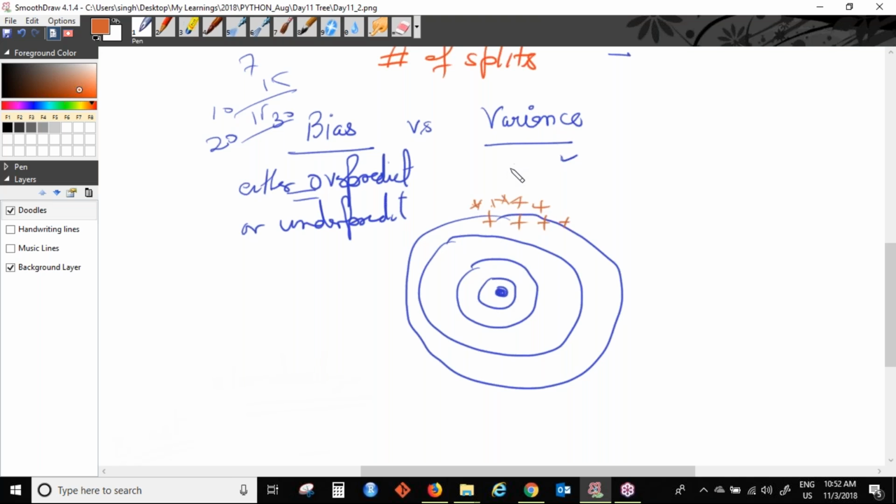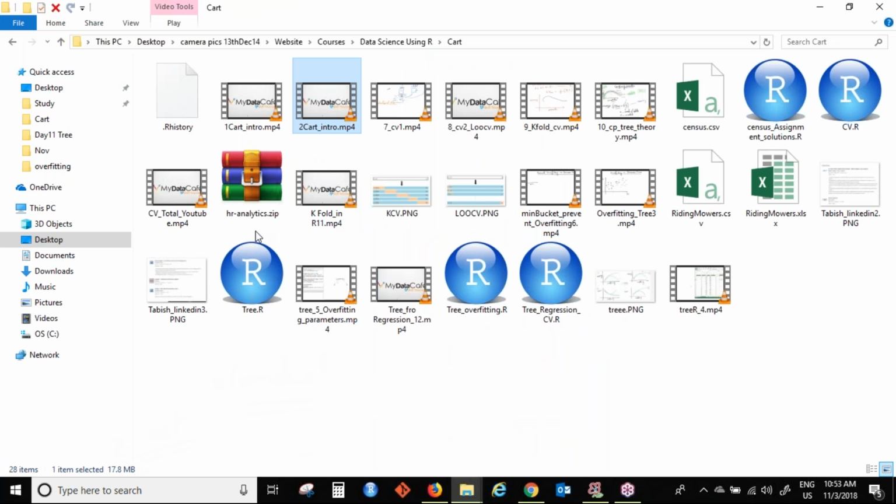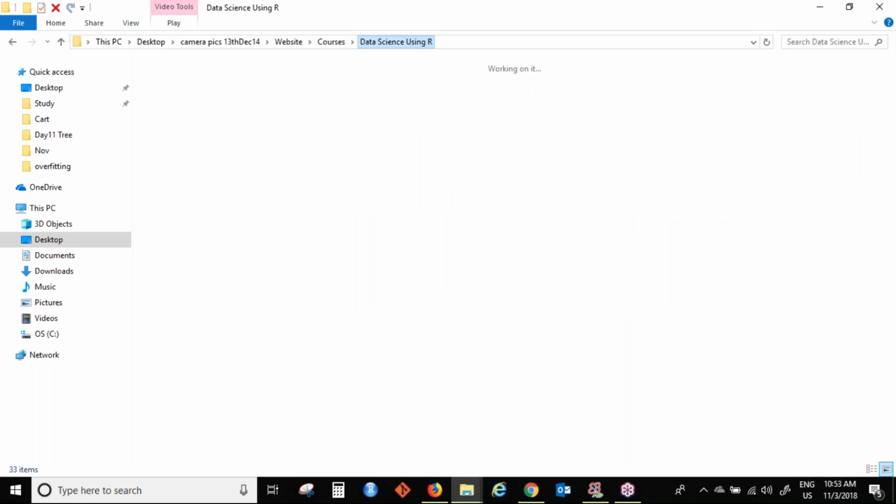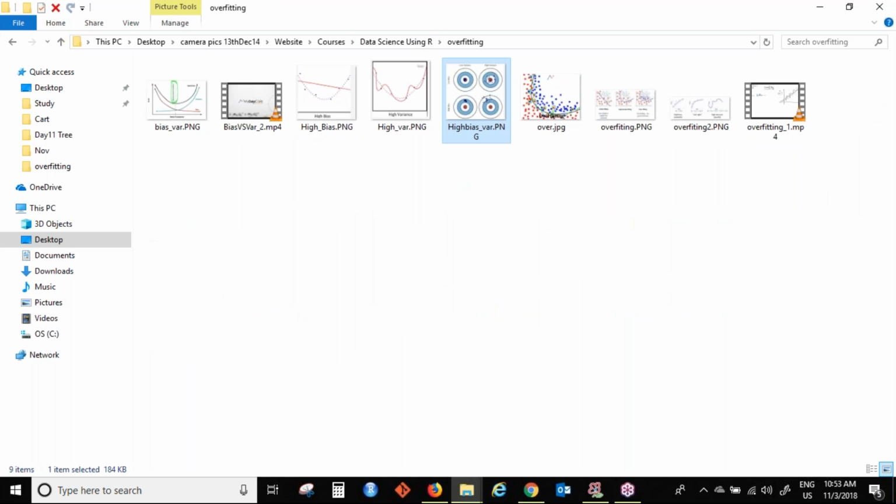Now, what is a high variance model? A high variance model, on the other hand, will be a model which predicts all over the place. Look at this model. It predicts all over the place. There is high variance in the output. Sometimes it predicts here, sometimes here, sometimes here. That is a high variance model. Do you follow, guys? Let me show you this graph and then it will be clear.